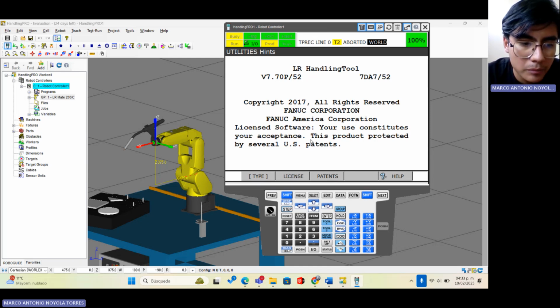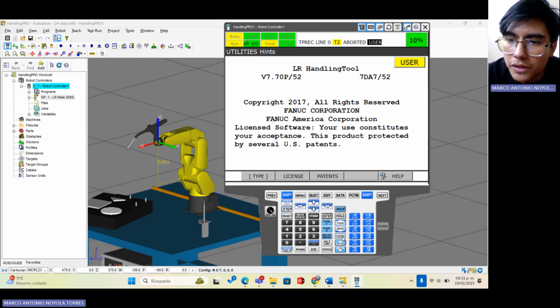Then the coordinate systems. Now we will see how to move from one coordinate system to another, and then we will learn how to move the robot in each of them. To change the coordinate system, we must press the coord key, and the system changes one by one: joint, world, tool. The first one that we use is the joint.